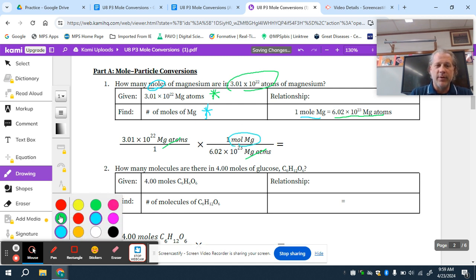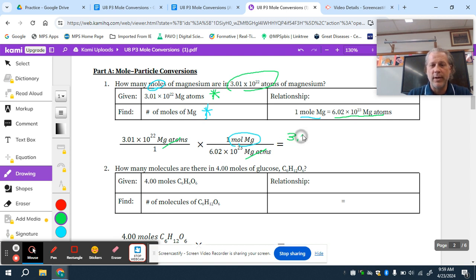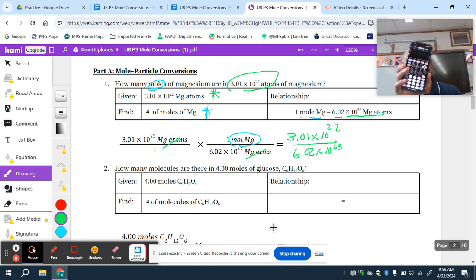For this math, we're going to multiply straight across the top of this fraction set and multiply straight across the bottom. What that looks like is 3.01 times 10 to the 22nd divided by 6.02 times 10 to the 23rd. There's a video about how to put this into your calculator in scientific notation, and it should be posted on Google Classroom already. If you had Miss Geiger last year, she probably made you download a calculator called Calculator 84 on your phone, so you can do your work at home.